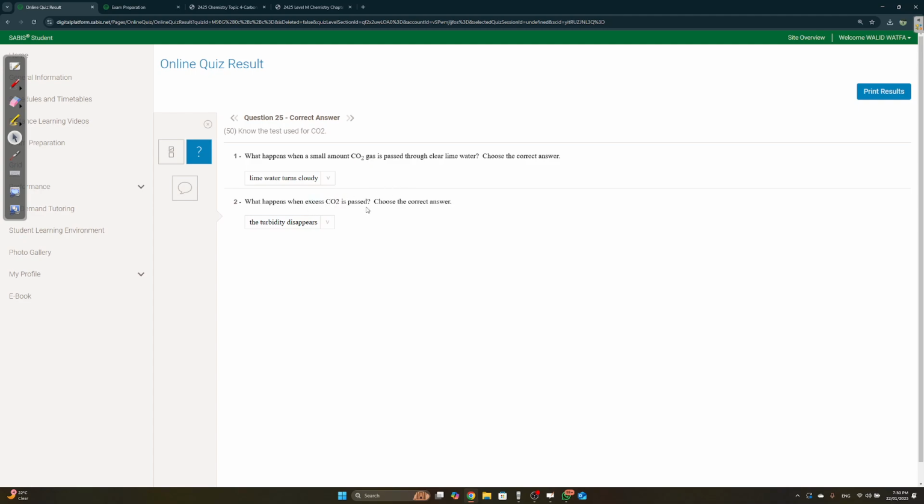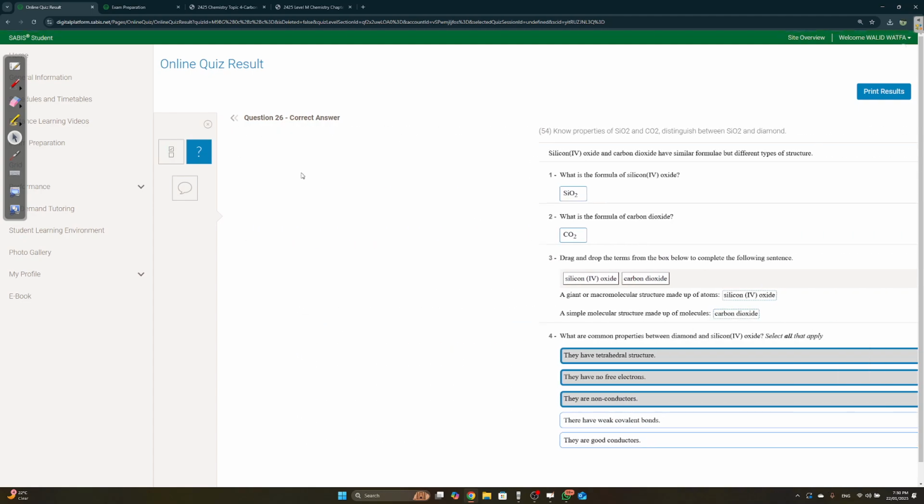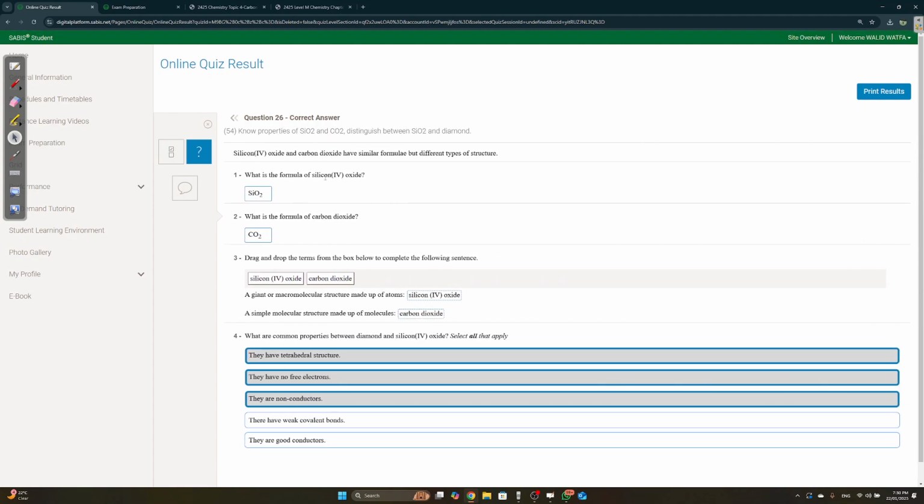But what happens when excess carbon dioxide is passed? When you leave it for too long or you add too much carbon dioxide, actually it becomes clear again. The turbidity disappears. What is the formula of silicon oxide? You know, it's SiO2, right? Just memorize it, SiO2. I'm not gonna say why, because in a network solid it's not fixed. Carbon dioxide is obviously CO2.